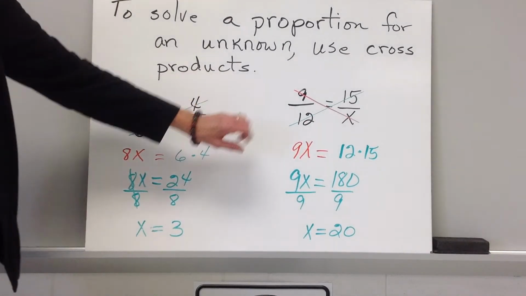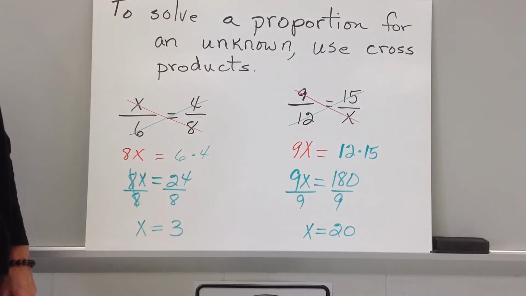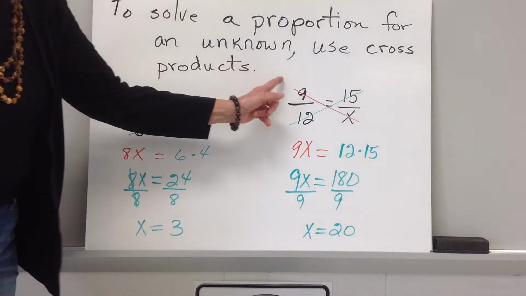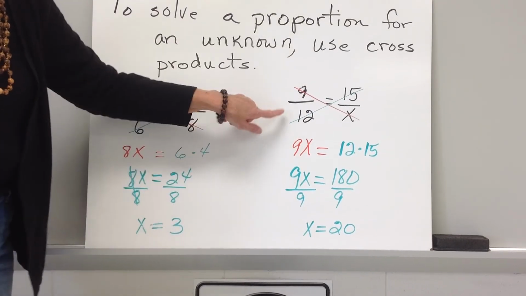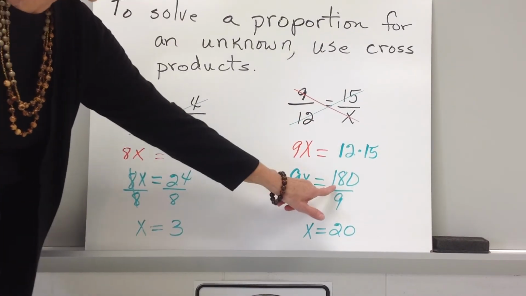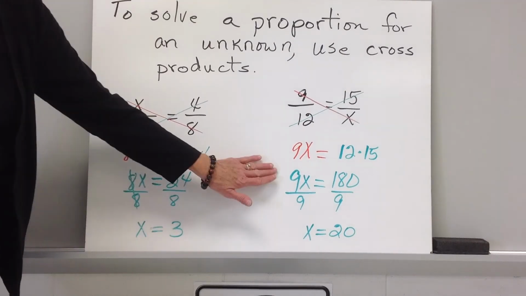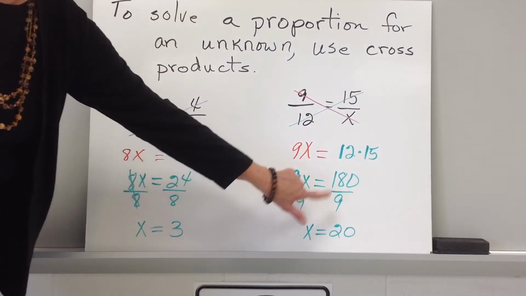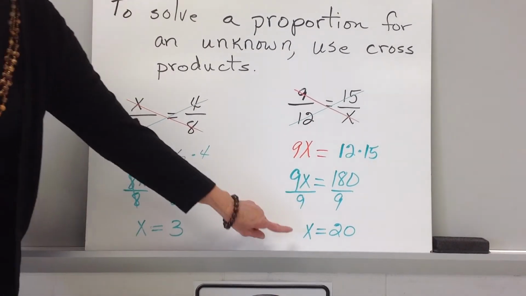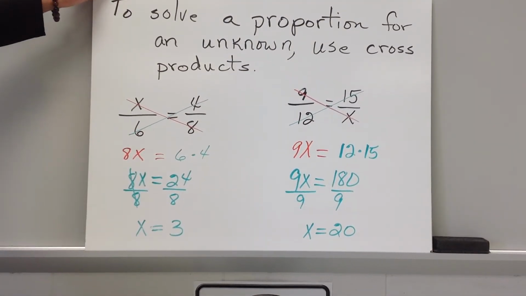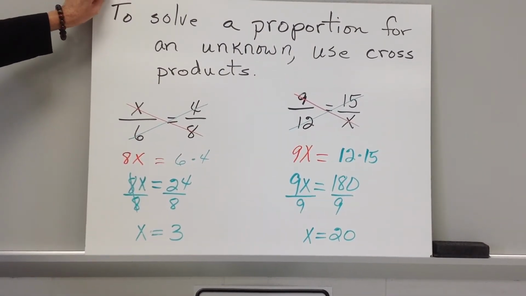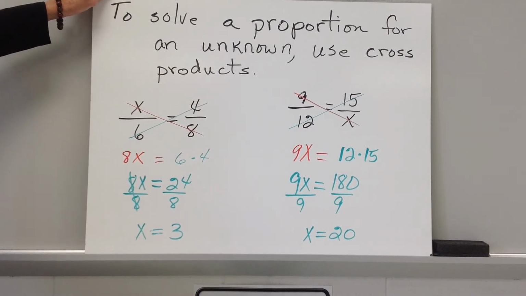Another example, if you had 9/12 equals 15/x, multiply 9 times x, that's 9x. Multiply 12 times 15, that's 180. 9x equals 180, divide both sides by 9, x equals 20. Solve the proportion for an unknown by using cross products.